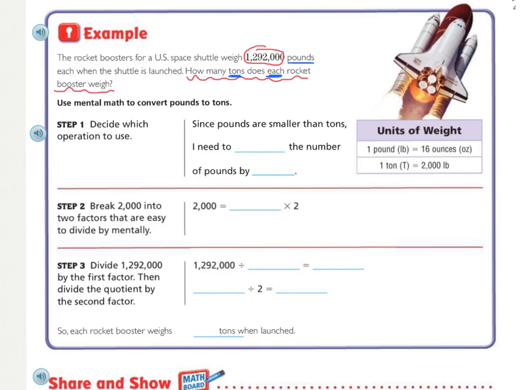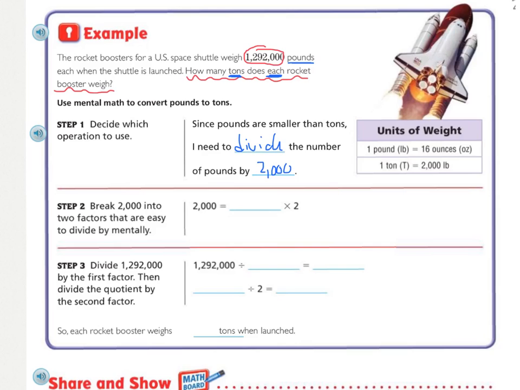So this time we need to divide our number of pounds by what? How many pounds are in 1 ton? Well, right here you can look. It's 2,000 pounds. So we are going to be dividing the number of pounds by 2,000 pounds. The next step is we're going to break 2,000 into two factors that are easy to divide by mentally.